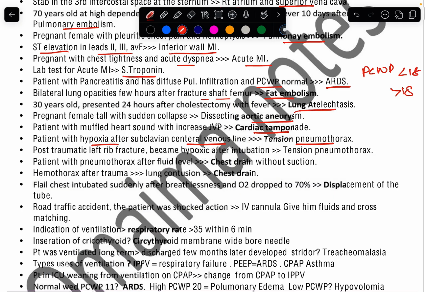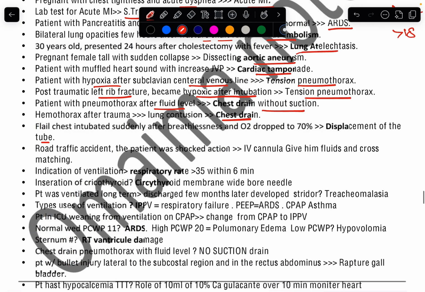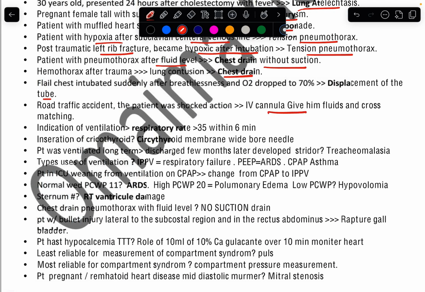Tension pneumothorax. Patient with post-traumatic rib fracture becomes hypoxic: tension pneumothorax. Patient with pneumothorax after fluid levels: chest drain without suction. Hemothorax after trauma: chest drain. Flail chest, intubated, suddenly breathless: displacement of the tube. Road traffic accident patient with shock: IV cannula.